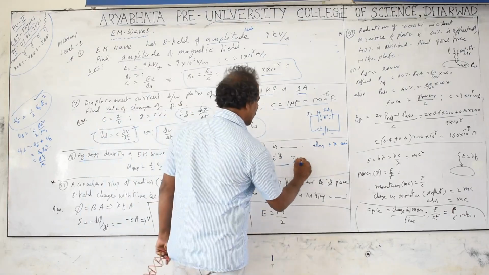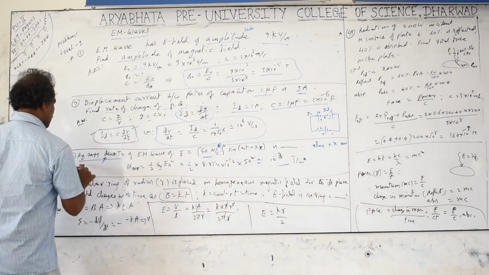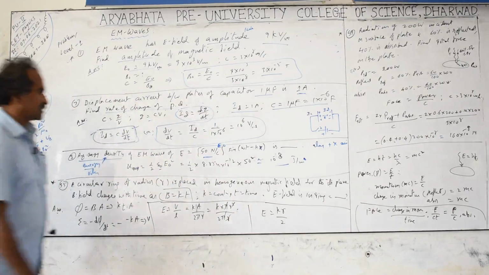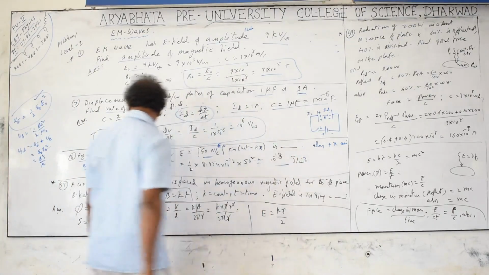Energy density is nothing but energy by volume, which is 10 to the power of minus 8 joule per cubic meter. The volume unit is cubic meters. Just check those units.